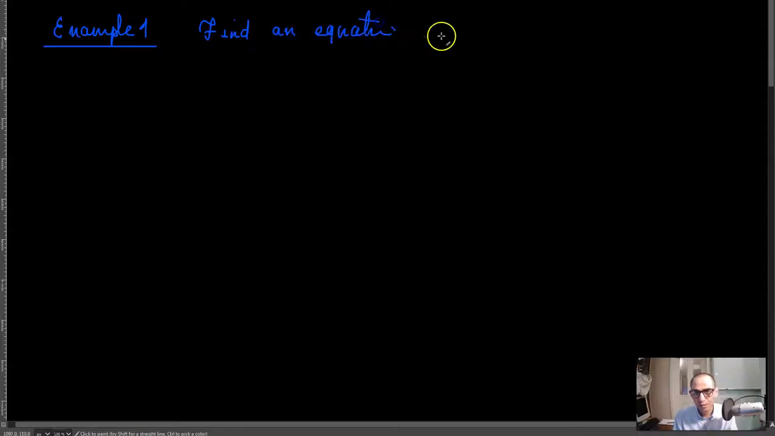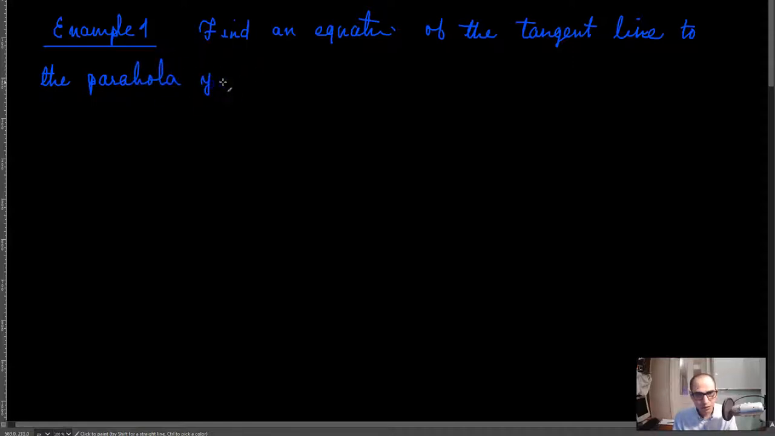Okay, so now let's say that we want to find an equation. This is example one in this text. You want to find an equation of the tangent line to the parabola y is equal to x squared at the point P, which is (1, 1). If you enter 1 into this equation, 1 squared is equal to 1.